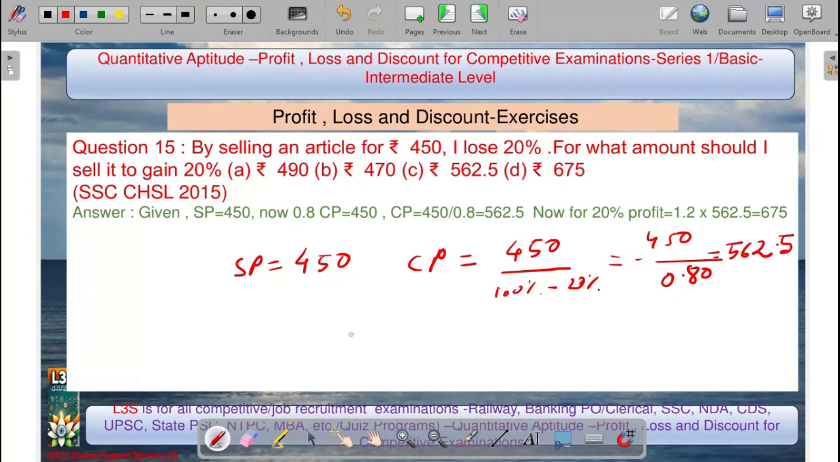Now, for what amount should it be sold to gain 20% profit? To gain 20% profit, the sale price will be 120 by 100 into 562.5, which is equal to 675 rupees, and that will be the answer.